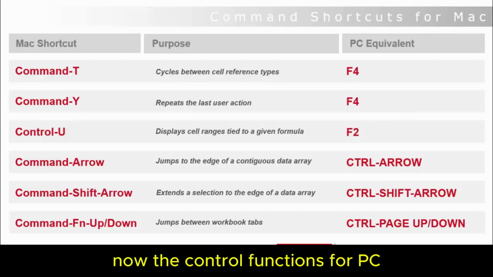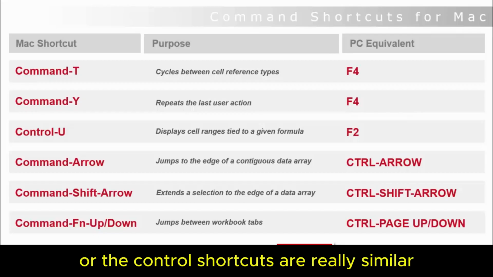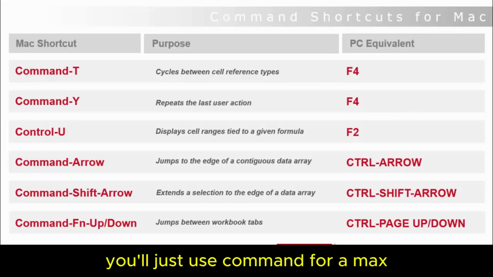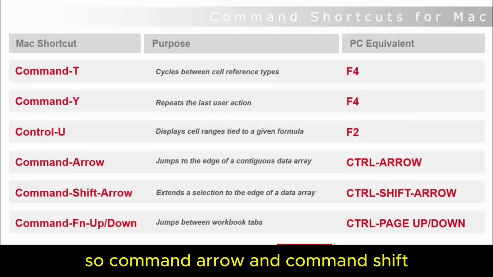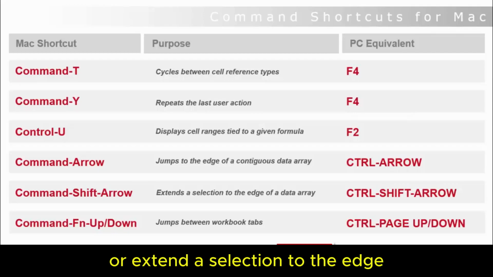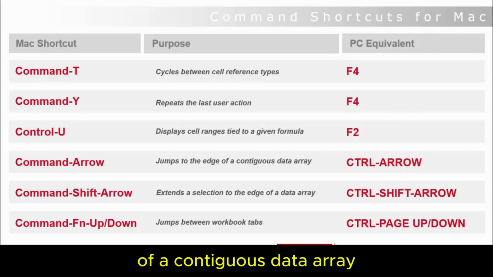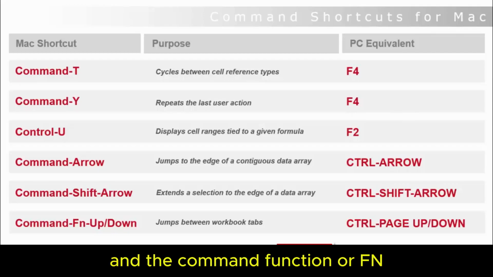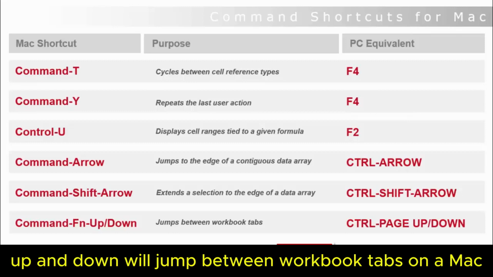Now, the control functions for PC, or the control shortcuts, are really similar. You'll just use Command for a Mac, so Command-Arrow and Command-Shift-Arrow will jump to the edge or extend a selection to the edge of a contiguous data array. And the Command function or FN, up and down, will jump between workbook tabs on a Mac.